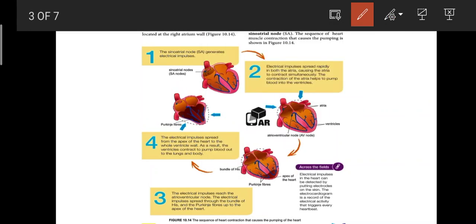The electrical impulses reach the atrioventricular node. Here, the AV node. The electrical impulses spread through the bundle of His and the Purkinje fibers, and then go to the apex of the heart, bahagian bawah jantung kita. And then number 4, the electrical impulses spread from the apex of the heart to the whole ventricle wall. As a result, the ventricle will contract to pump blood out to the lungs and out to the body.